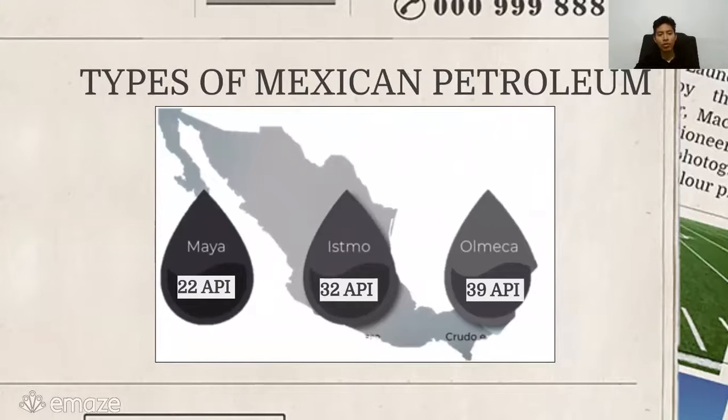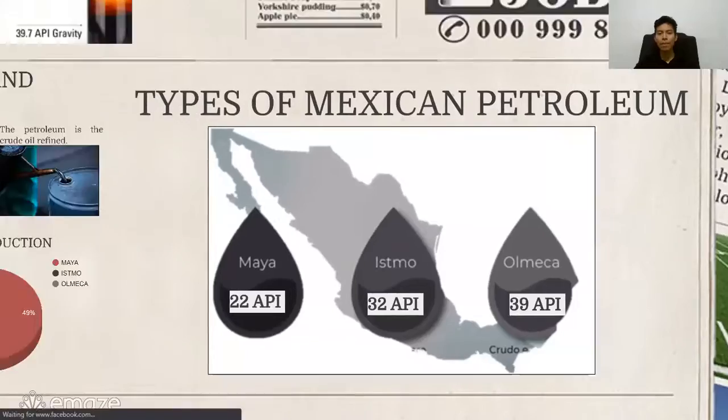Istmo is a light petroleum. It has an API gravity of 32, and it's good to produce gasoline and distillates. While Maya is a heavy petroleum. It has an API gravity of 22, and due to its qualities, it has a lower efficiency in the production of gasoline and diesel in comparison to Olmeca, but it's a good source of domestic energy.